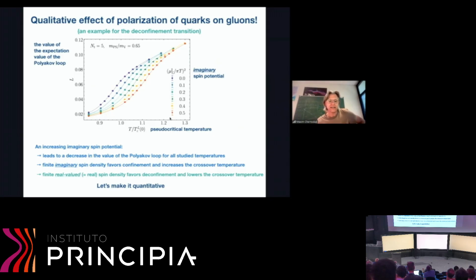That means that the finite imaginary spin density favors confinement and increases the crossover temperature. So if we believe in analytical continuation, and we do believe it, that means that real spin density favors deconfinement and lowers the critical temperature. So that's the first thing which we get from this picture. But then let's make it quantitative because we like numbers.